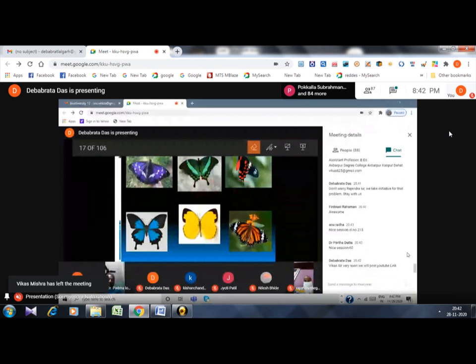And also the third picture, the green butterfly, is the green swallowtail, and the yellow one is the grass yellow. The red one is the crimson rose, and the striped tiger is the orange one. So this shows that butterflies are so diverse in their colors. You can see almost every color of the rainbow in butterflies.